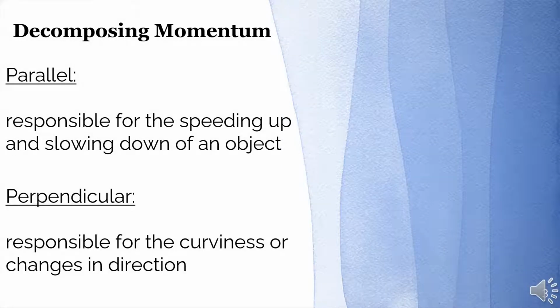We can decompose the change in momentum over the change in time, delta P divided by delta T, into two components. Its parallel component is responsible for speeding up and slowing down the object. Its perpendicular component is responsible for the curviness or changes in direction.